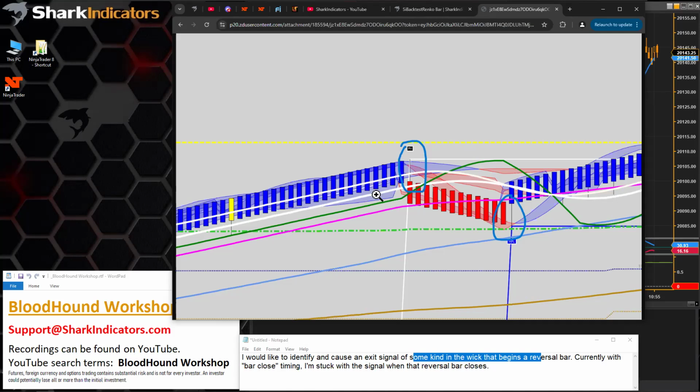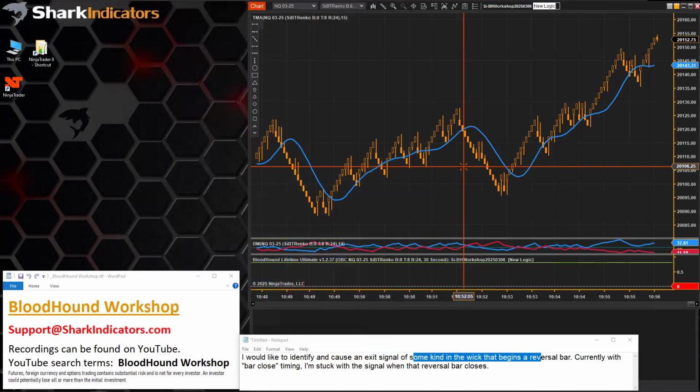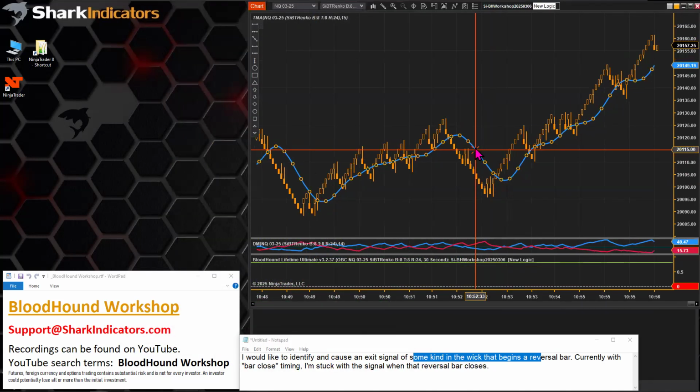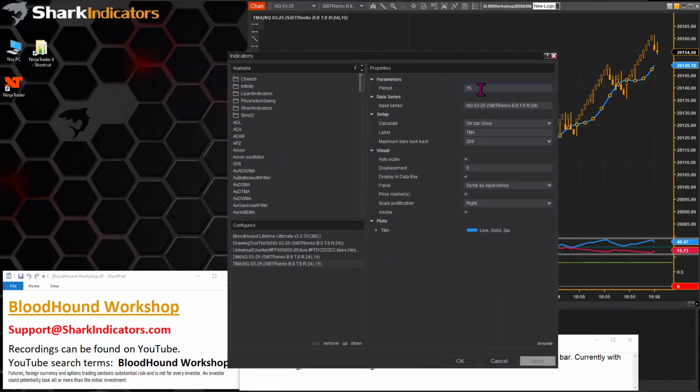Yeah, so we have two white lines, but it actually looks like the blue line is below the white line. Let's see, he's on the ES. Yeah. Let's see, it's a 12 bar quick pop Renko and a TMA 30. Okay, a TMA 30. Well, all right. Yeah, so let me try and get these to line up here.